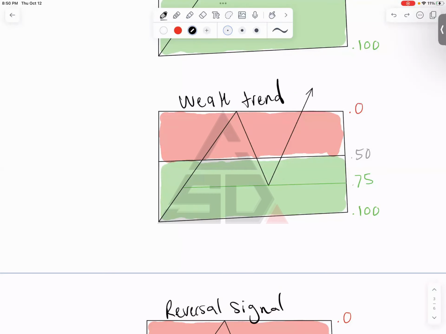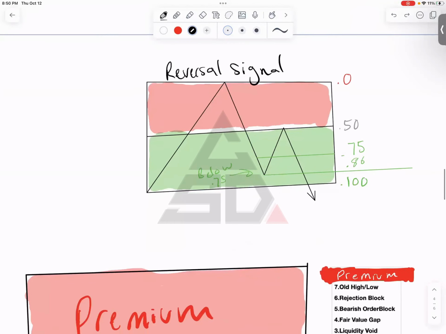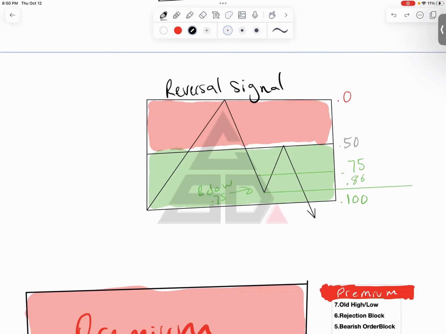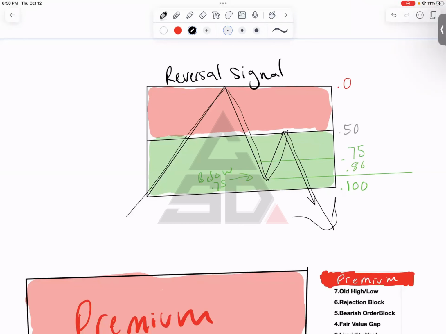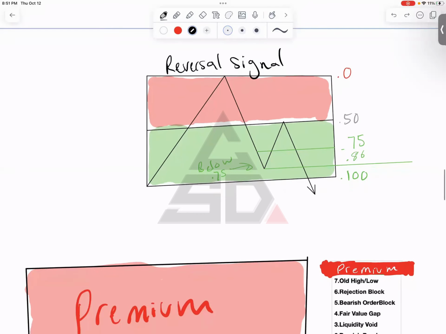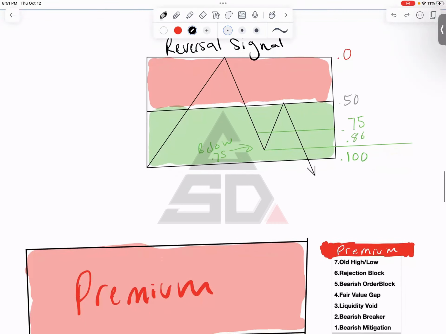Okay, so a weak trend: as it comes up and hits 75, like we spoke about before, it's a weak trend. Here's our reversal signal. Anything below the 75: it comes up, comes down, hits the 50%, and reverses. Because what? It broke below the 0.75 threshold, which is a signal that the market structure has changed, a change of character, whatever you want to call it. We'll keep it simple. That's an indication that price is going bearish, well, one of the first indications that price is going bearish.